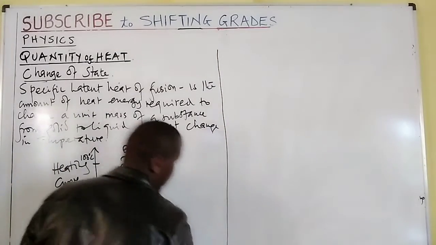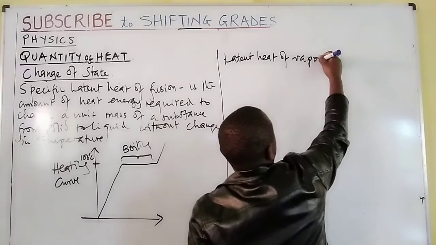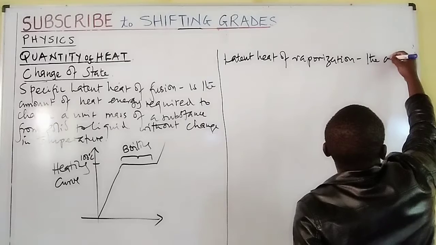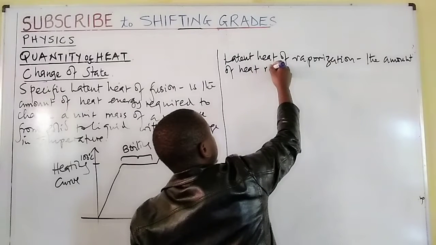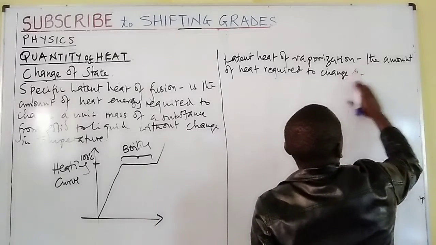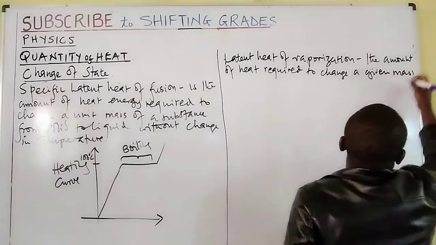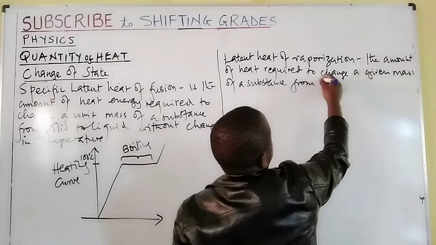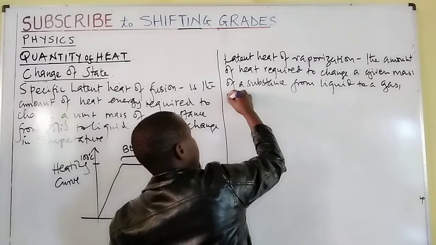Latent heat of vaporization, which is the amount of heat to change a given mass of a substance from liquid to a gas at constant temperature.